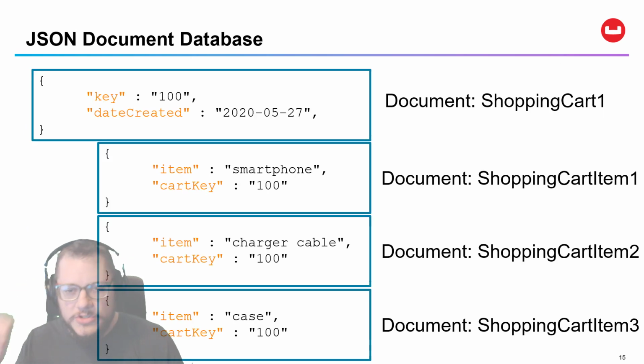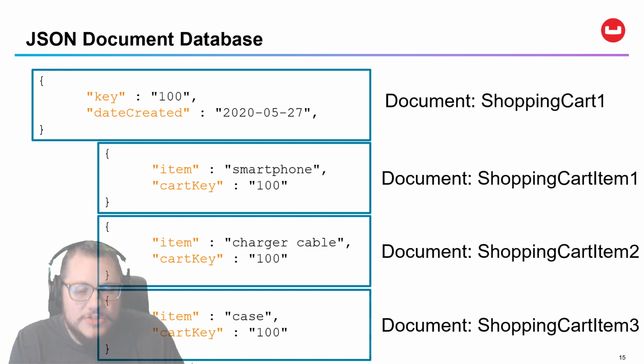Now, let's switch over to a NoSQL document database, which, to put it simply, is just you're storing data as JSON instead of tables, rows, and columns. So it's individual pieces of JSON. These are each called documents.